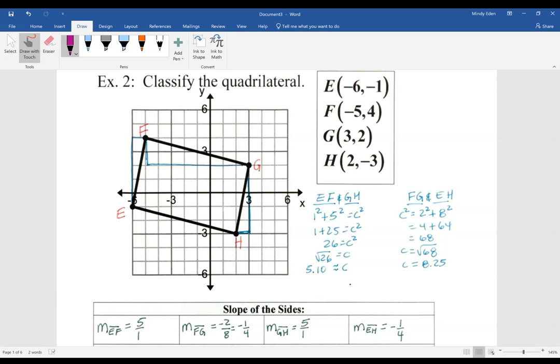Next, let's look at our second example. So once again, it's going to be a blank graph. I'm going to give you the 4 points, so I would go ahead and plot them. So right away, I'm guessing that it's a rectangle just based on what it looks like.